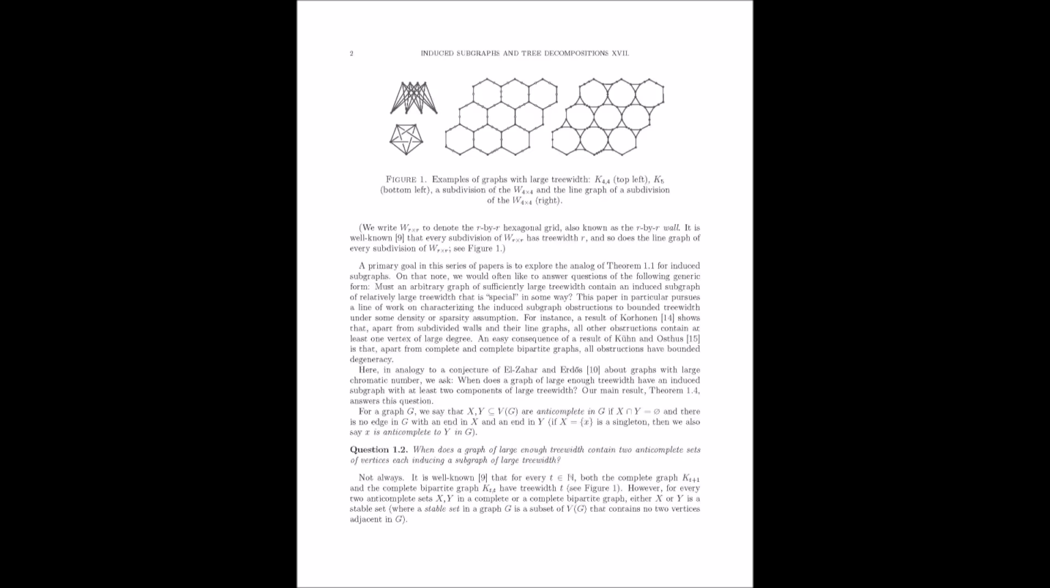Like if one of our anti-complete sets is just a stable set, it's not what we're looking for in terms of finding those separate pockets of complexity. Then they bring up the grid theorem. And this theorem states that if a graph has a high enough treewidth, it's guaranteed to have a complex planar subgraph, and specifically a subdivision of a wall.